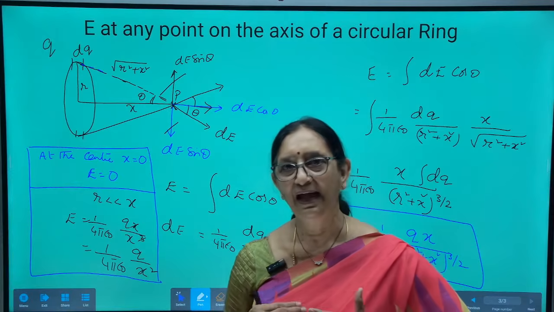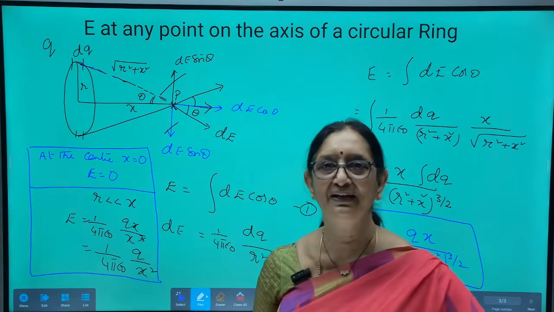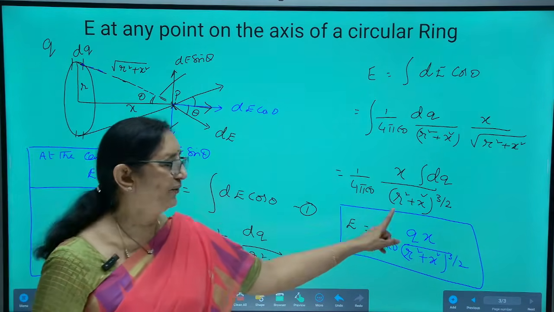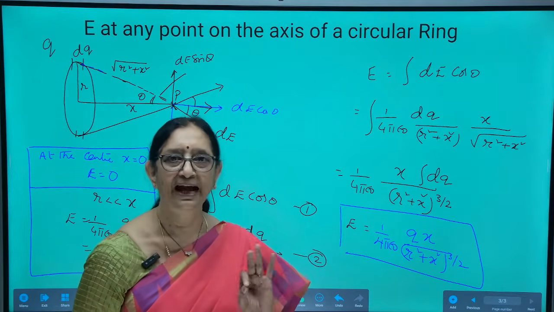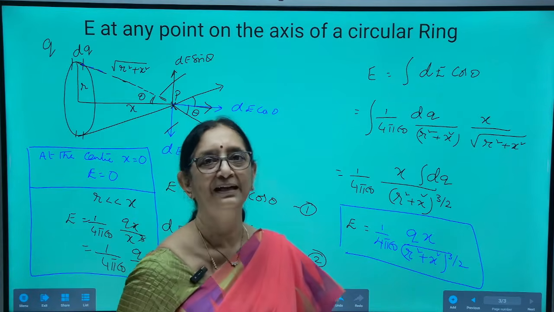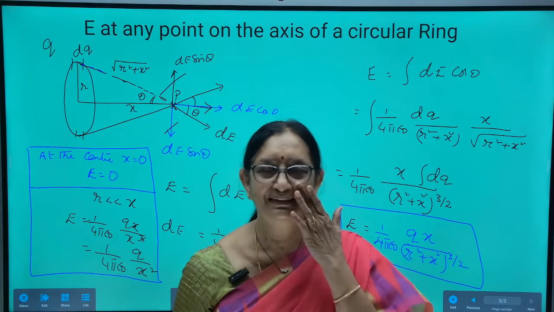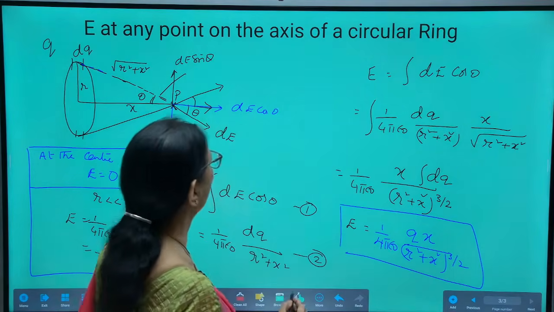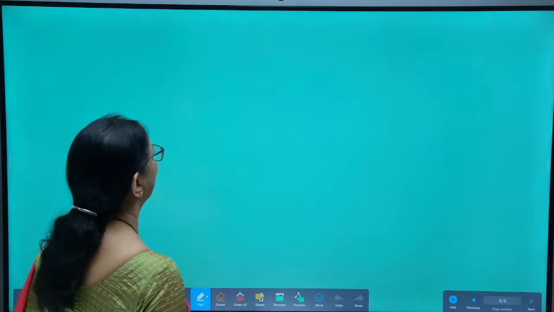So, at any point on the axis of a circular ring, the electric field intensity is 1 by 4 pi epsilon naught q x by (r square plus x square) to the power of 3 by 2. At the center, it is 0. At a long distance from a small ring, on the axis, it is 1 by 4 pi epsilon naught q by x square; the ring just behaves like a point charge. Okay. So, that is E at any point on the axis of a circular ring.